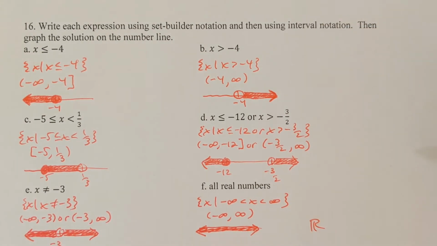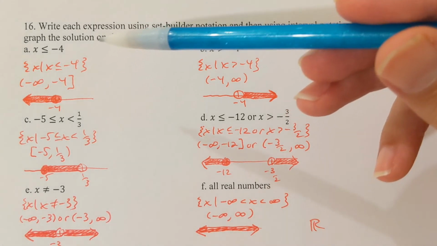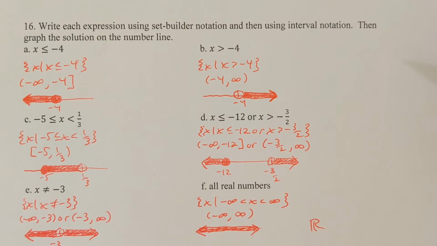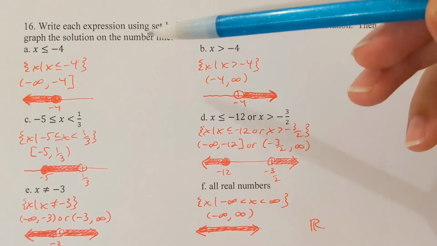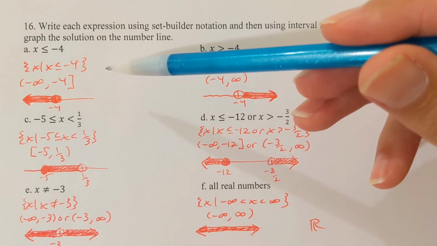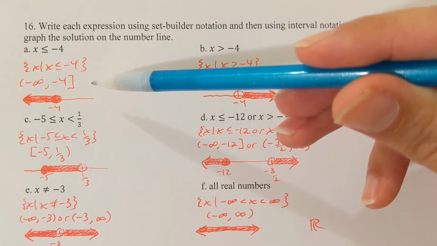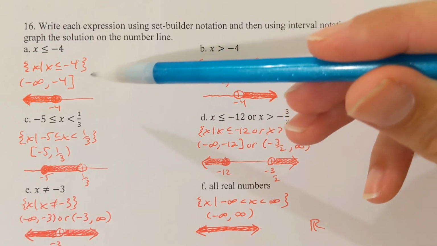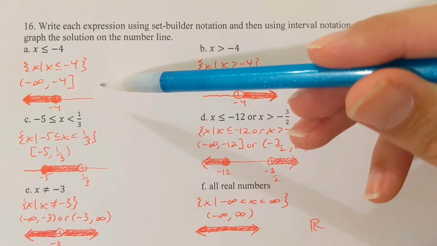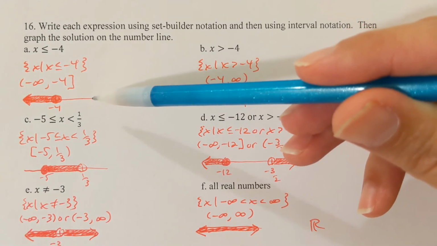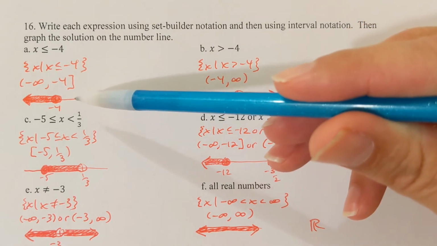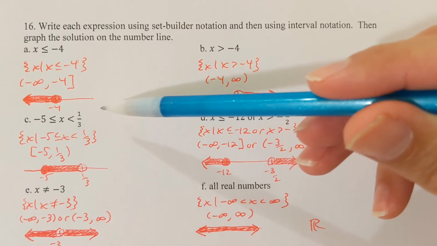Okay. Problem 16, write each expression using set builder notation and then using interval notation, then graph the solution on the number line. Part A, the set of all x such that x is less than negative 4. Okay, there's how I write it using set builder notation and using interval notation. Anything less than or equal to negative 4 means that I've got negative infinity to negative 4. I'm including negative 4, anything less than that, in the answer.